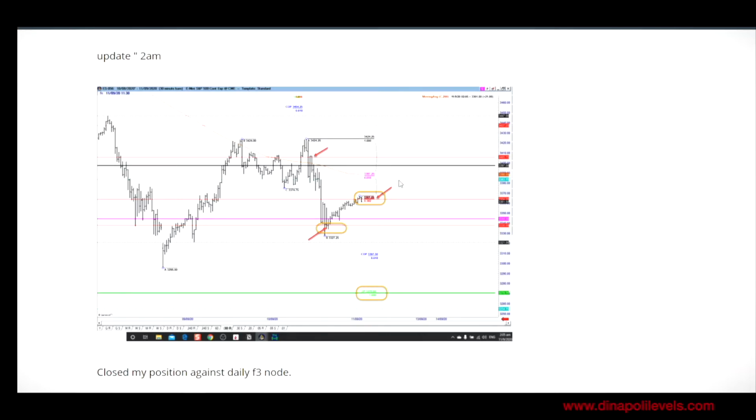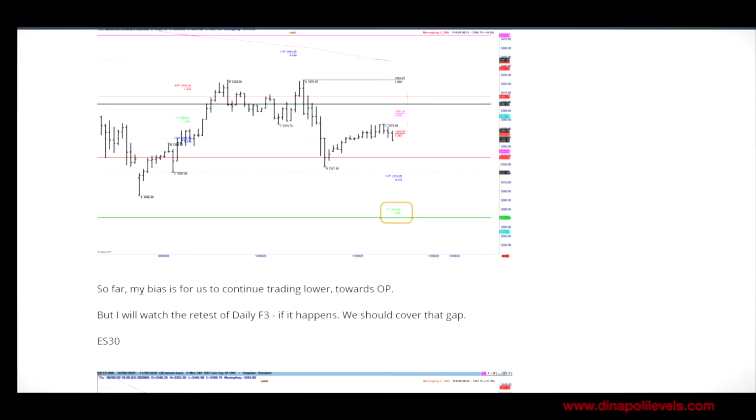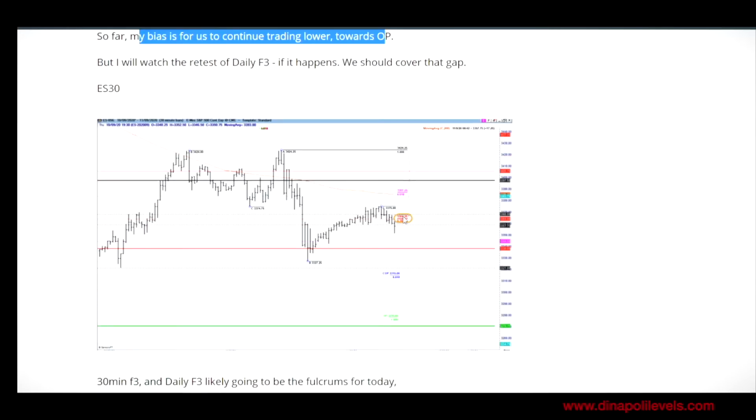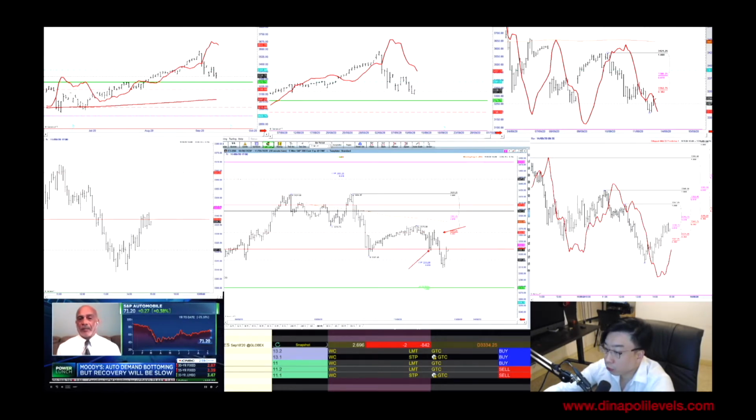On Friday, I saw that we were trading back against this 30-minute F3 resistance node and started looking for a way back on the short side of this market. In Friday's pre-market report, I maintained my downside bias, targeting a move to OP 3278. I also highlighted that this 30-minute F3 resistance node, this daily F3 node, is going to be the market fulcrum going into today's trading. What this means is that these nodes will have a big influence on how we trade directionally today.